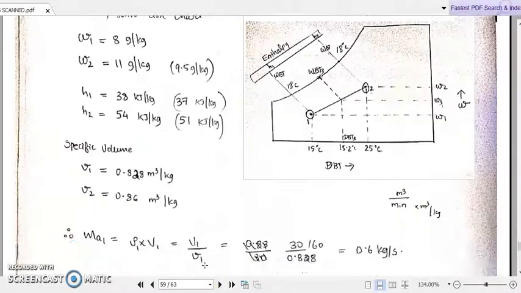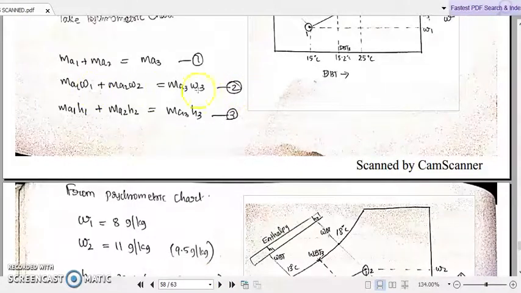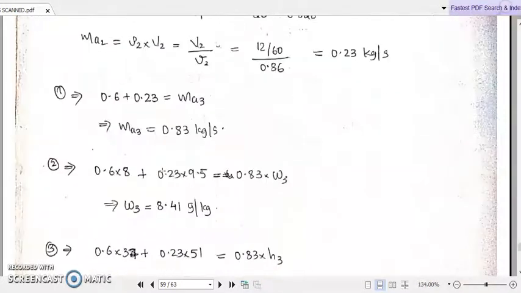Then we can take the help of the second equation, MA1 omega 1 plus MA2 omega 2 equals MA3 omega 3, where these omega values are the specific humidity values. Omega 1 and omega 2 we have already obtained from the psychrometric chart. So that will be 0.6 times 8, and 0.23 times 9.5, equal to 0.83 times omega 3. Solving this simple equation, omega 3 can be found out as 8.41 gram per kilogram.